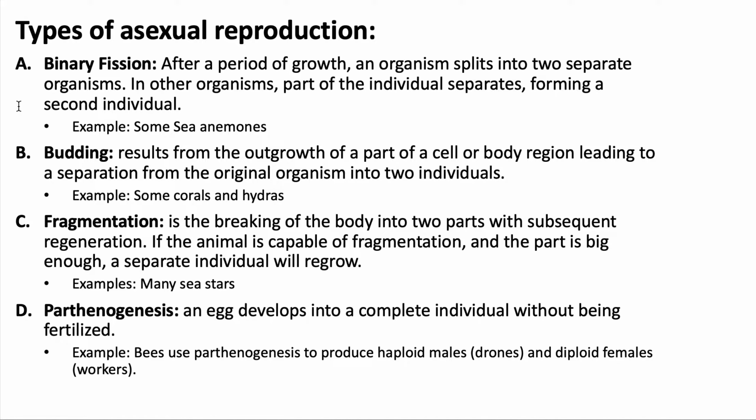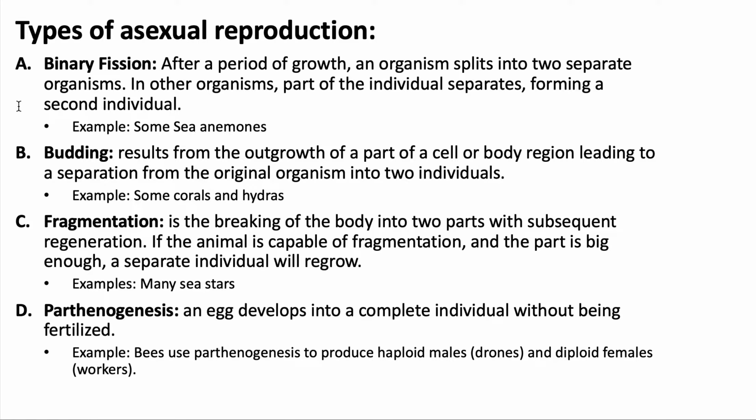All right. The second type of asexual reproduction is budding. This will result from the outgrowth of a part of the cell or body region, leading to a separation from the original organism into two individuals. This will occur in some corals and hydras.